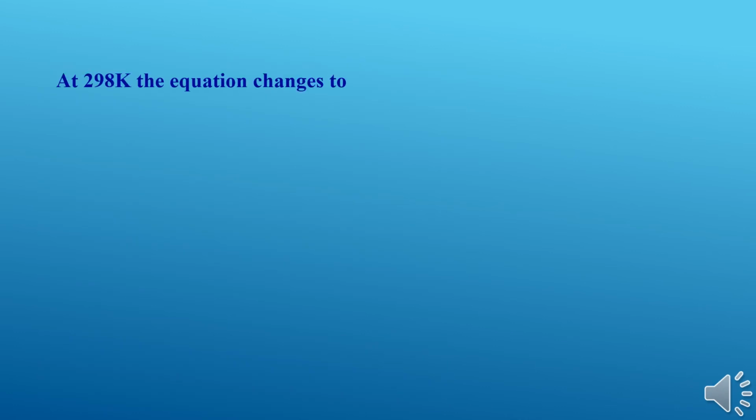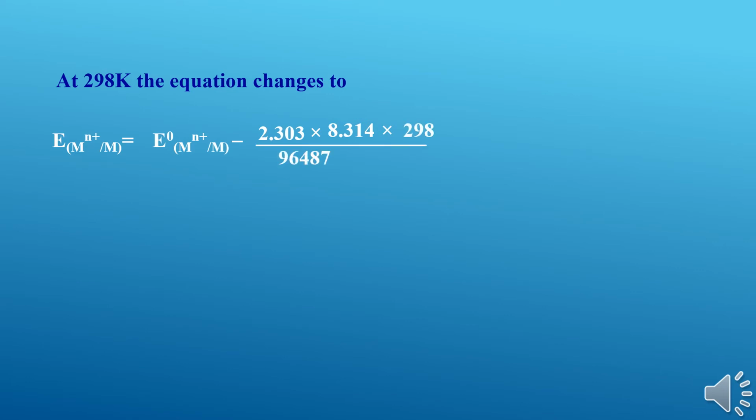At 298 Kelvin, the equation changes to E of Mn+/M is equal to E naught of Mn+/M minus 2.303 into 8.314. Instead of R, we are substituting the value 8.314. T is 298 Kelvin, divided by nF. Here the F value is 96,487. Keep n as it is because we don't know the value of n, log 1 by Mn+. Here 1 we are taking because the concentration of M is taken as unity, divided by Mn+.